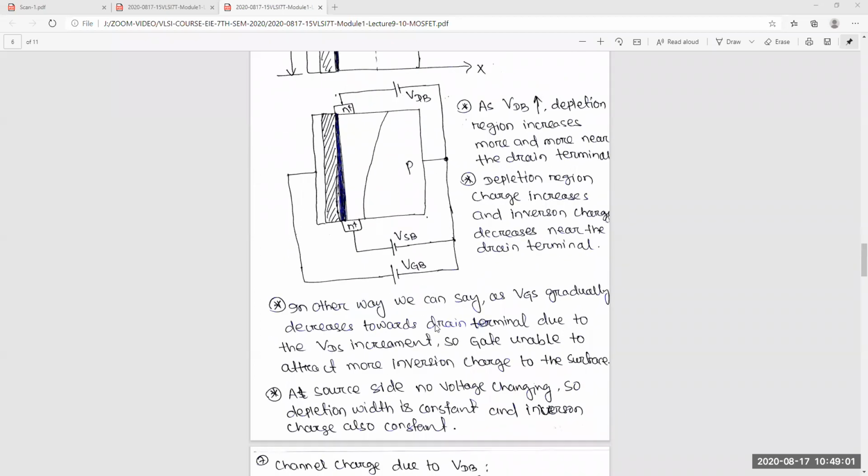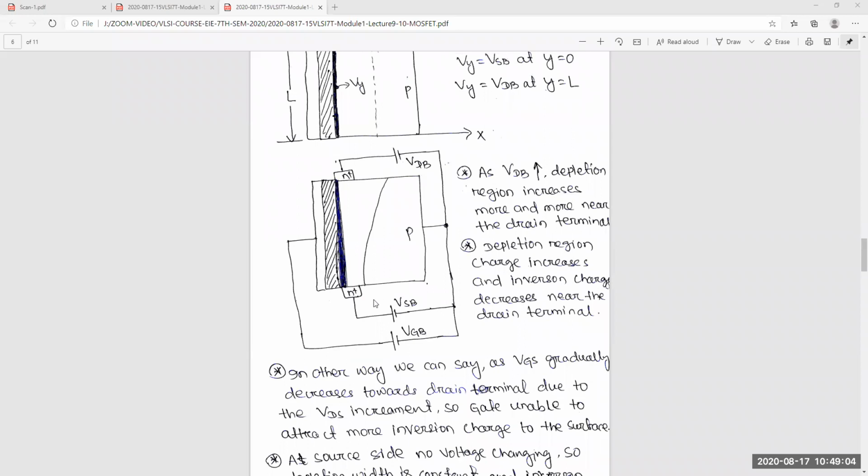So you can see, this is the clear picture. As VDB increases, the depletion region increases. In this depletion region, the charge is thick, while the inversion charge is a very thin region. I have discussed why. This part you understood or not? Whatever I have discussed, that is in the pictorial view. So depletion charge increases and inversion charge decreases near the drain terminal.